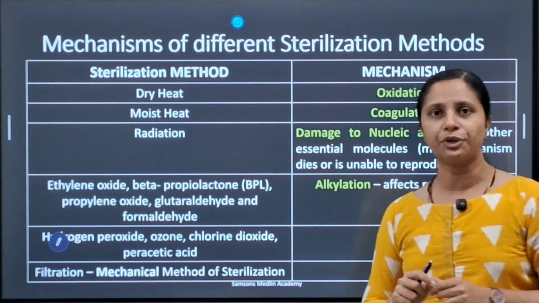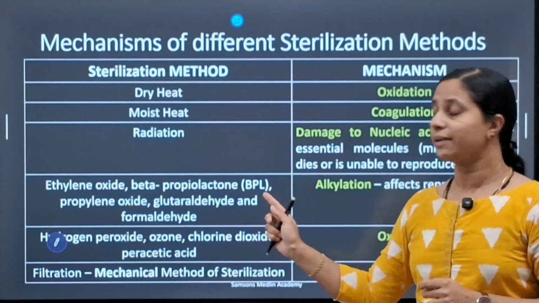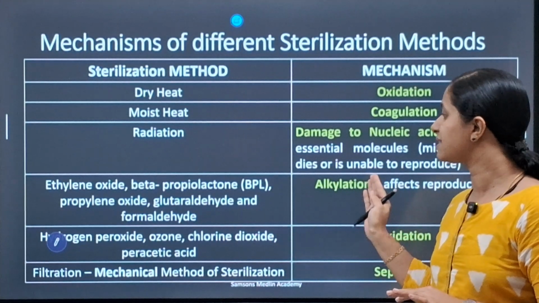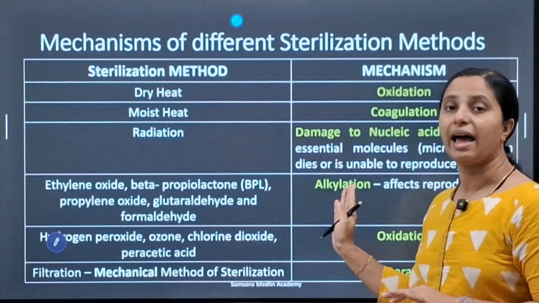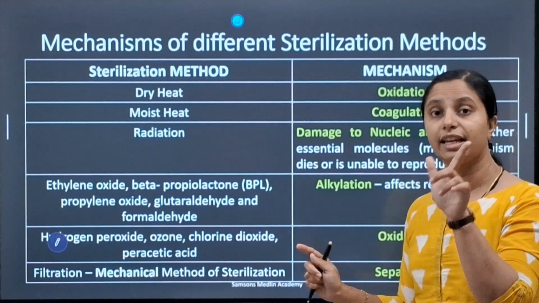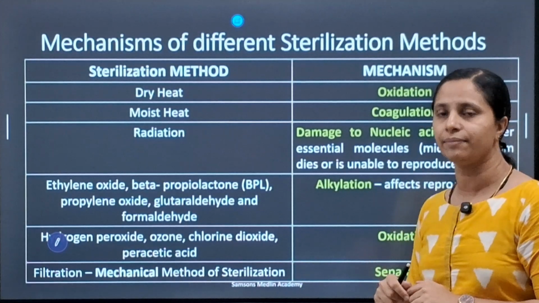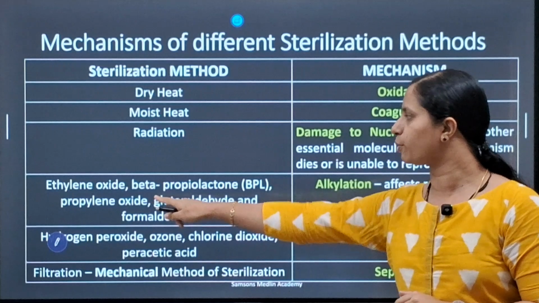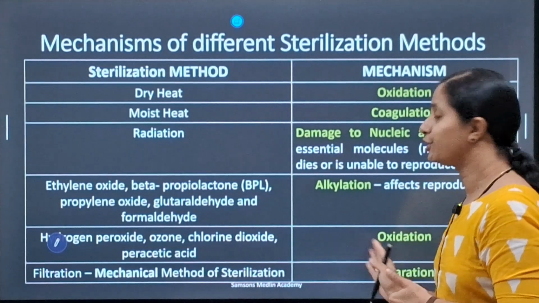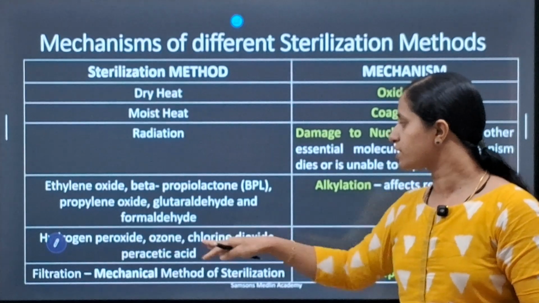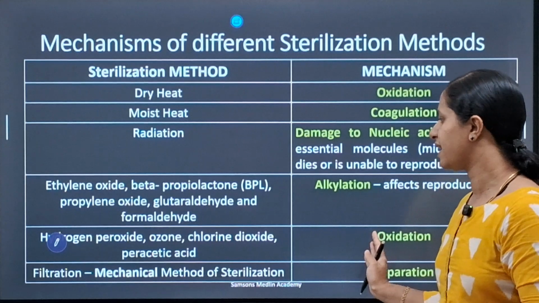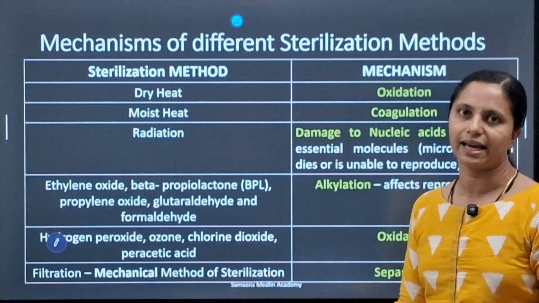Okay, then coming to chemical sterilization, we already discussed that there are alkylating gases and oxidizing gases. Alkylating gases, example ethylene oxide, very very important. Mechanism of ethylene oxide sterilization is alkylation. Similarly, beta propiolactone, propylene oxide, glutaraldehyde, formaldehyde, etc. Alkylation. Going to oxidizing gases, hydrogen peroxide, ozone, chlorine dioxide, peracetic acid, they are oxidizing gases. Finally, filtration, it is a simple mechanism, separation.